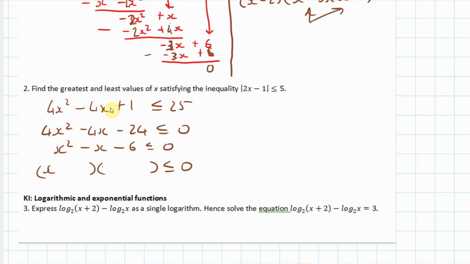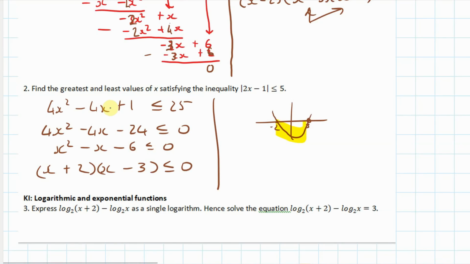What could we do? I think we need a minus 3 plus 2. Now if we were to sketch this graph, this quadratic, we've got a crossing point here at 3, crossing point here at minus 2. So something like that, right? That's pretty poorly drawn. And we want less than or equal to 0. So when we're talking about less than or equal to 0, we're talking about this bit here, aren't we?